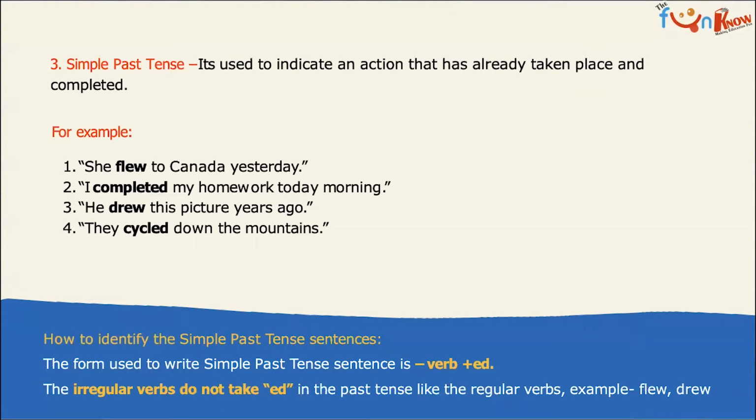Now, to identify simple past tense, we can use the verb plus ed. But there are some irregular verbs, for example, fly and draw, which cannot take the form ed to represent the simple past tense. In this way, we actually use flew and drew.